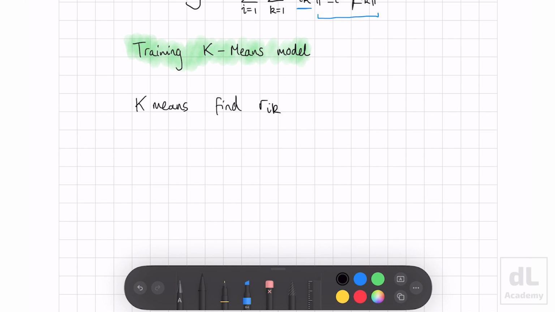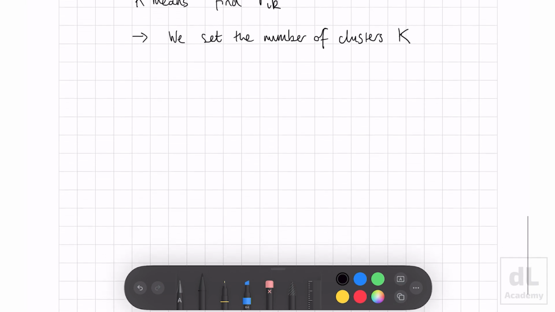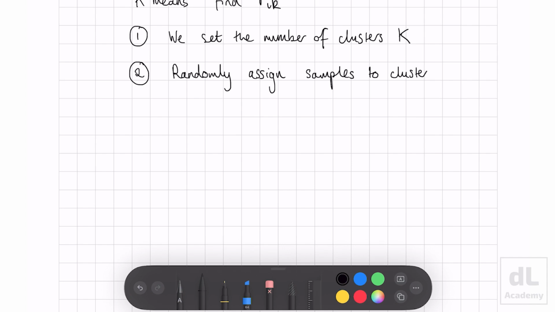And so we'll just go through the algorithm here. First of all, one of the assumptions you must first make, and we'll talk about how you pick it in a minute, is that we set the number of clusters. And then, to start the algorithm, step 2, we randomly assign samples to clusters. So this basically means we set r_ik values. So we do it randomly to start with.